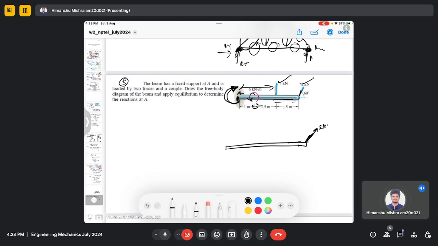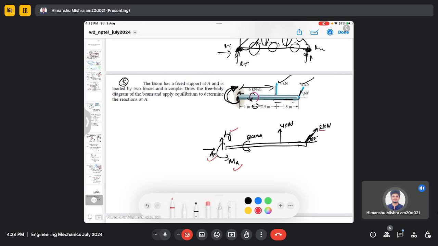So this is 2 kilonewton at 60 degree. This is 4 kilonewton, and there is a moment here which is 6 kilonewton meter, and here we have a force AY, AX, which are the reaction forces, and we need to calculate these reaction forces, and the moment MA. So we need to calculate these quantities.